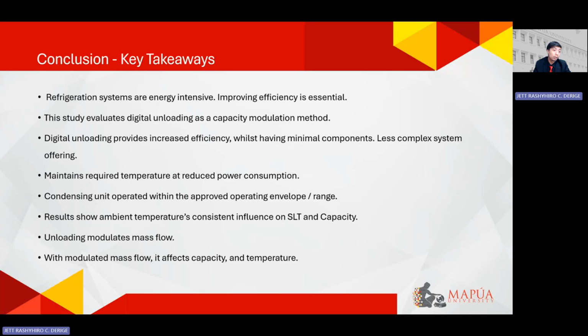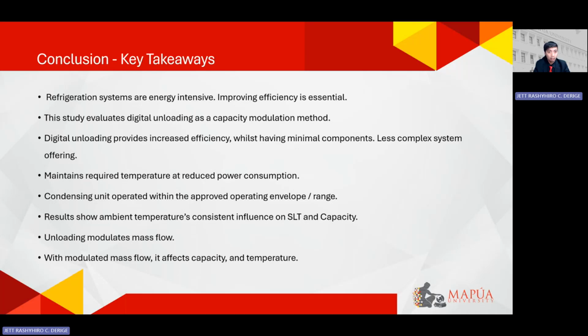Results show the ambient temperature's consistent influence on the SLT and capacity, whatever the season may be. Even though sometimes in summer compressor power is the most relevant, results show that ambient temperature has a consistent influence on SLT and also capacity. Thus, unloading modulates mass flow, and with modulated mass flow, it affects capacity and temperature as well.